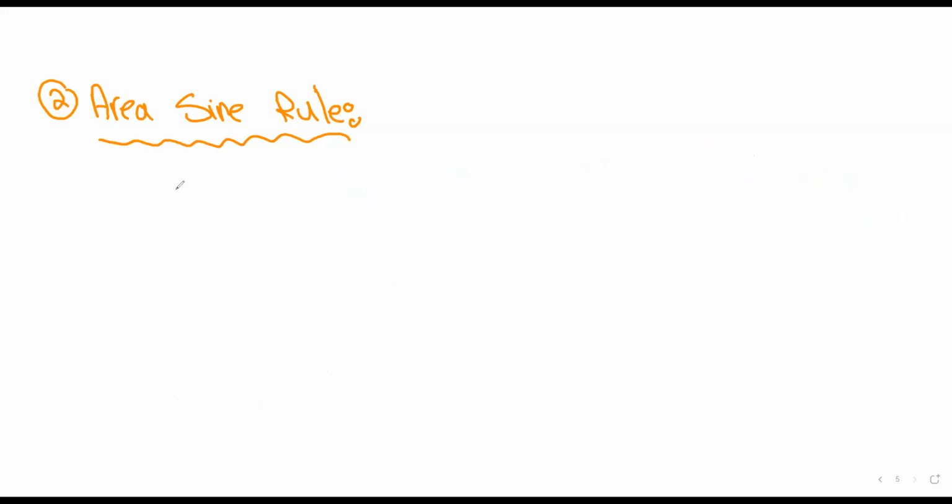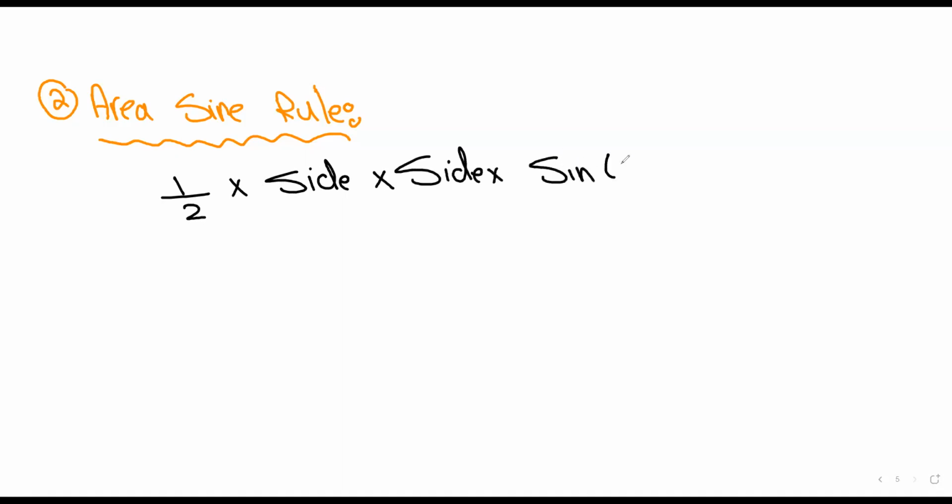When you watch the cosine rule video you will understand what I mean. So the area of any triangle you want is half times side times side times sine angle in between. Meaning what? Let's go back.